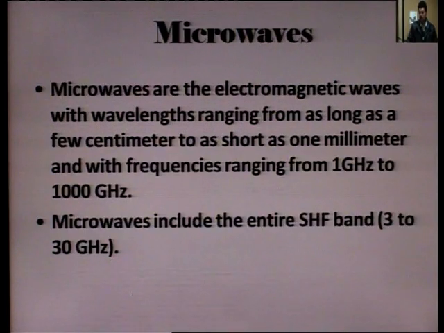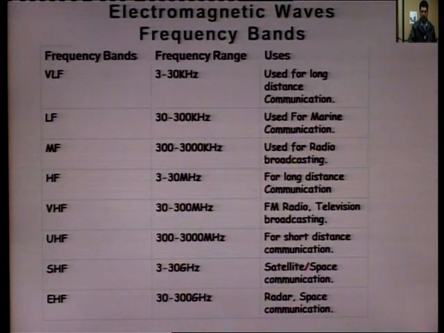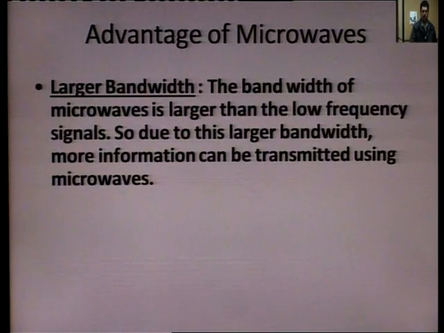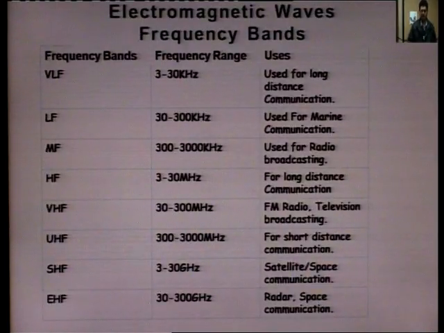So, microwaves include the entire super high frequency band, that means 3 to 30 gigahertz. Microwave, as its name suggests, is a wave that has a short wavelength. The slide shows the electromagnetic wave frequency bands. You have already studied these things in your last semesters. So, the entire frequency range can be divided into these bands.